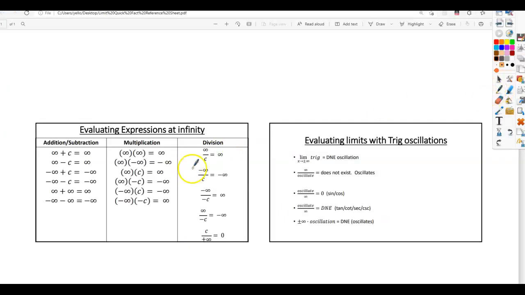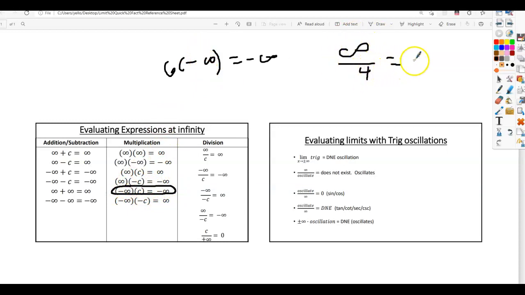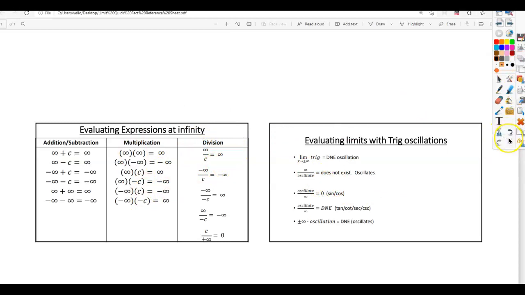Like, for instance, I had 6 times negative infinity. How did I know that was going to be negative infinity? Well, it's right here. A number times negative infinity equals negative infinity. Or how did I know that infinity over 4 equals infinity? Well, because right here we have infinity divided by a number equals infinity. So that's how this sheet can be helpful to you if these operations with infinity aren't obvious to you.